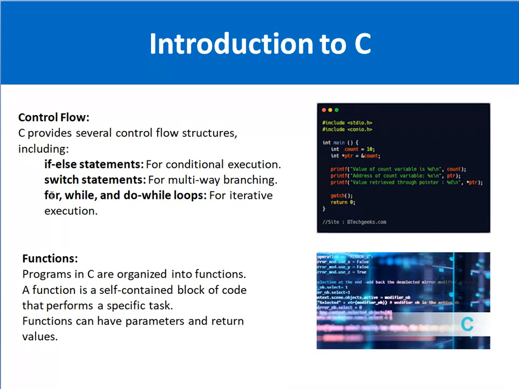Programs in C are organized into functions, that is called a procedural language. A function is a self-contained block of code that performs specific tasks. Functions can have parameters and return values. For example, you can make a sum function which takes two integer values as input and returns the result. So this could be an example of a function, the sum function.